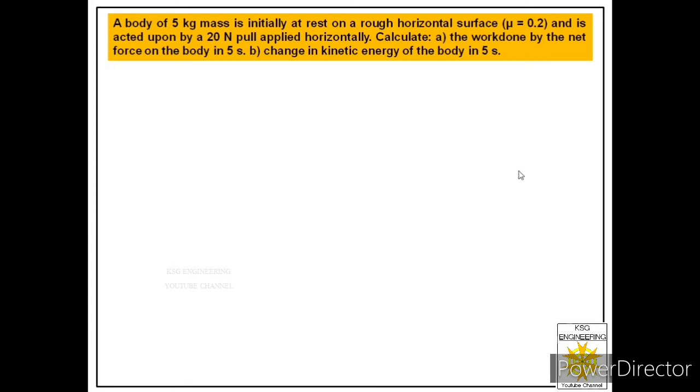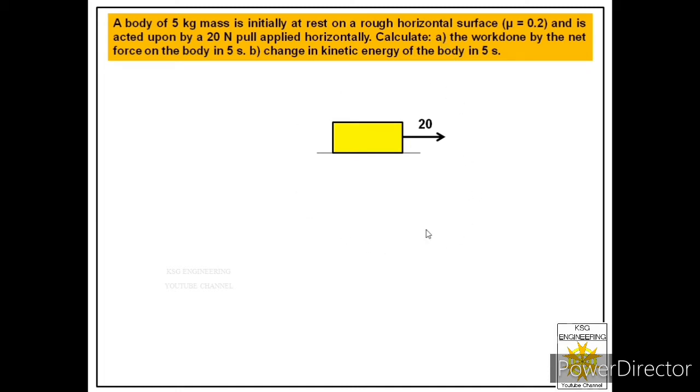So let us understand this problem through the diagram. We are given one body of mass 5 kg, initially at rest on a horizontal surface where the coefficient of friction is 0.2. A horizontal pull of 20 Newton is acting on the block, and we have to find the work done by the net force on the body in 5 seconds. So let us solve its A part first.